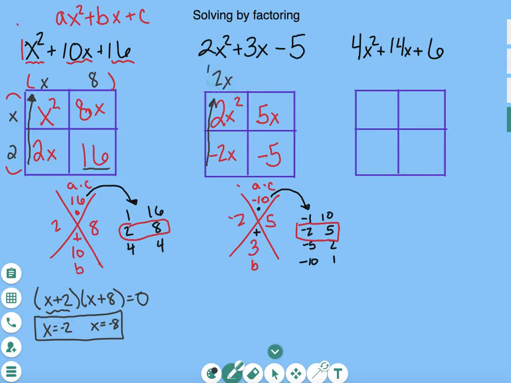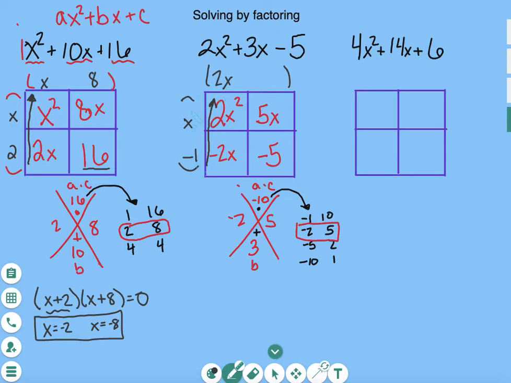Now that I've got that anchor in place, I work my way down the side. So what times 2x gives us 2x squared? And that would just be x. And then what times 2x gives us our negative 2x, which would be negative 1.